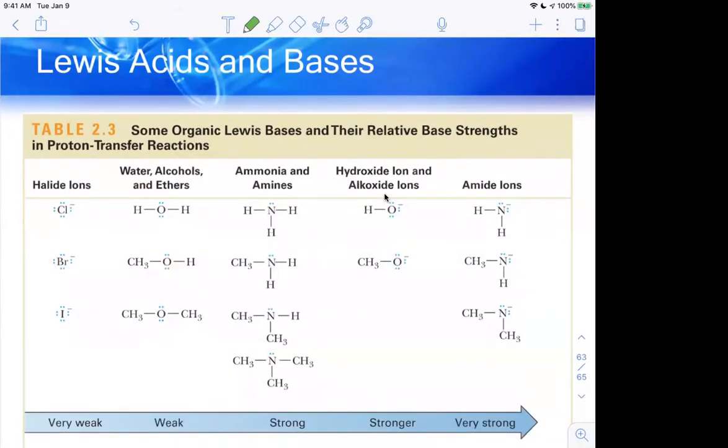Here are some examples of organic Lewis bases and their relative base strength. You can tell that I have very weak bases over here, and very strong bases on that side. Notice that I either have charges or lone pairs that are giving a charge. So I'm always looking at the lone pair, right? That lone pair is what is being transferred in Lewis acid-base theory.